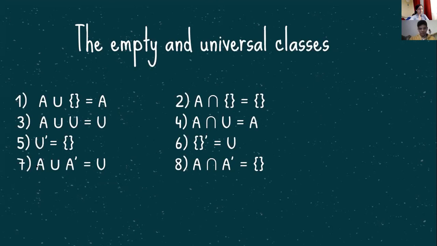A union A dash is just U. The set of all elements in A and the set of all elements that are not in A form the universe, because every element is either inside the class or not in the class. So if I take all the elements inside a class and all the elements that are not in the class, this gives me all the elements that are possible. And A intersection A dash is just phi, the empty set, and this is easy to see, because there's no element that is both in A and not in A at the same time. So this cannot happen.